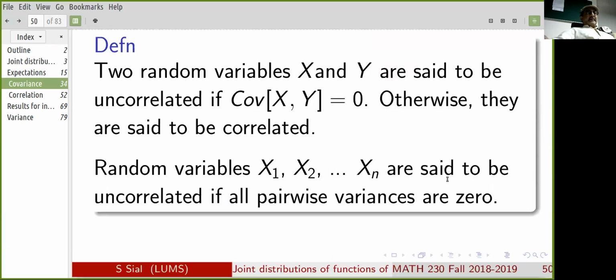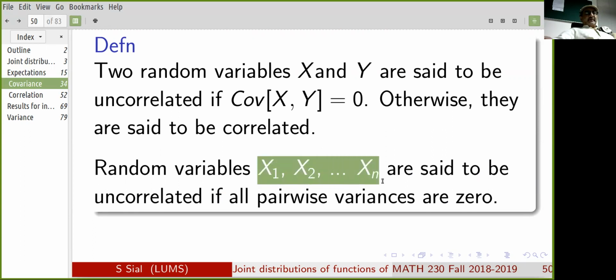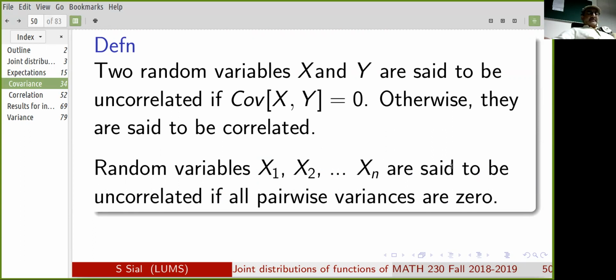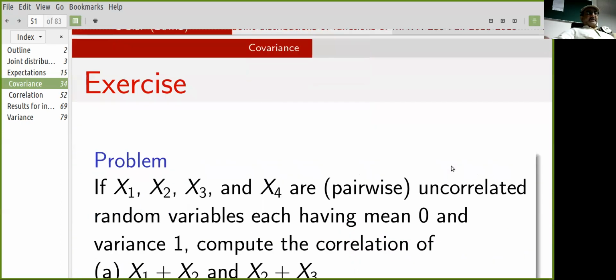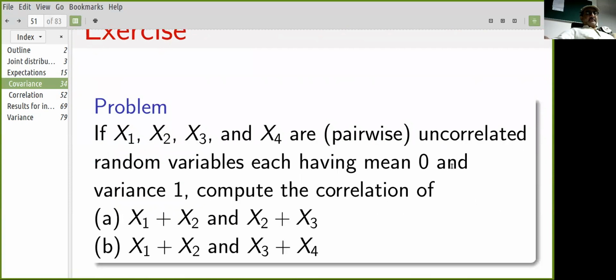Once again, two random variables are uncorrelated if their covariance is 0, otherwise they're said to be correlated. And if you have a whole bunch of random variables x1, x2 up to xn, they are said to be uncorrelated if all the pairwise covariances are 0.